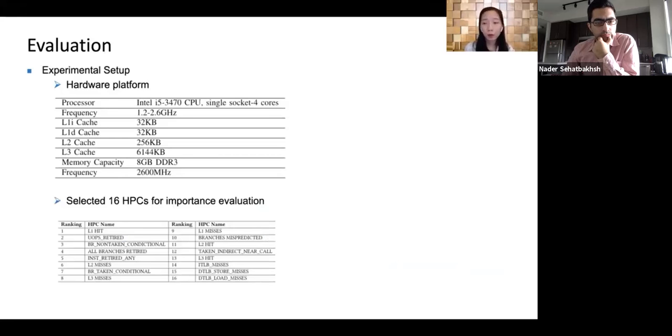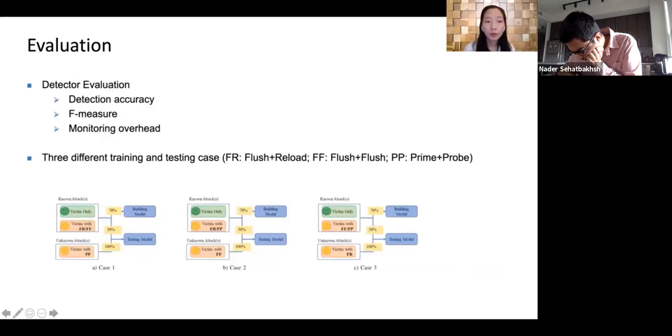This is our experimental environment. We are using an i5 with 4 cores. And then we also have 16 HPCs for importance evaluation. The reason we conduct importance evaluation is because the number of HPCs that can be collected simultaneously ranges from 2 to 8 in different hardware platforms. And we evaluate our detector in terms of detection accuracy, F measure, and monitoring overhead.